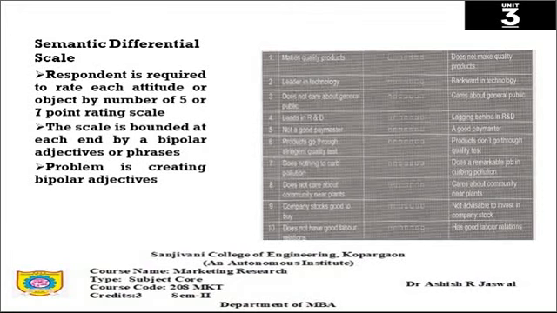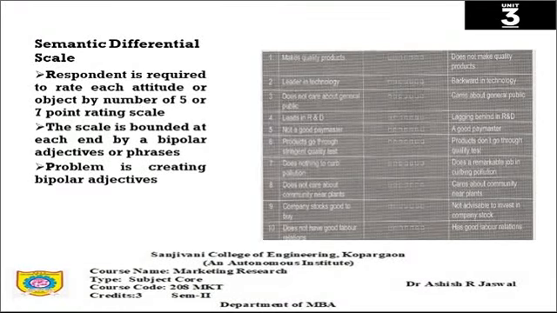What does it mean? If you look at the diagram, point number 1 has two bipolar adjectives or phrases. On the left-hand side is "makes quality products," and on the right-hand side is "does not make quality products." These two are bipolar, the left and right. There are two statements given, and between these two statements you are going to have a scale. This scale can be 5-point, with 5 boxes, or 7-point. Generally everything is fine, but the problem is created when you want to identify and utilize the bipolar adjectives. That becomes a problem.